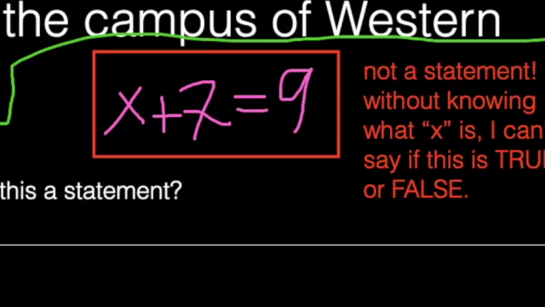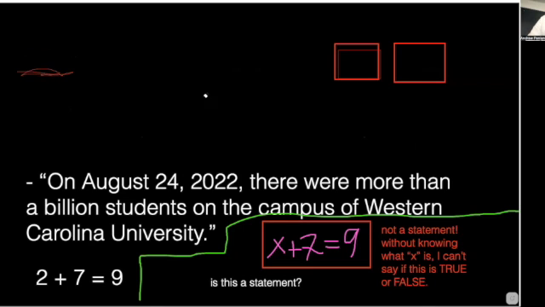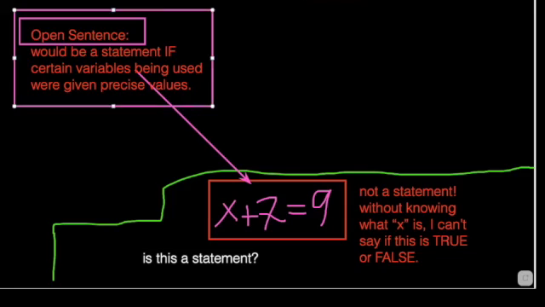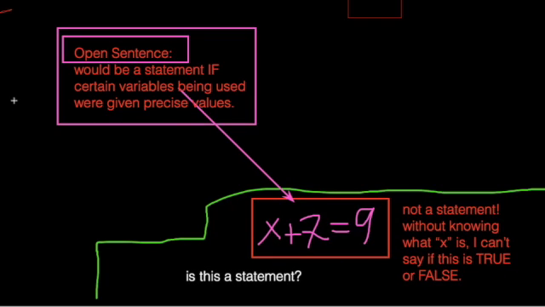So when you have something that looks like this, like x plus 7 equals 9, that has a special terminology. It's what's called an open sentence. An open sentence is something that has variables, and if you quantified those variables by giving them a value, then you could evaluate it as being either true or false. So x plus 7 equals 9 is an example of an open sentence because there's that variable x. If we plugged in a number for x, then you could say it was true or false.